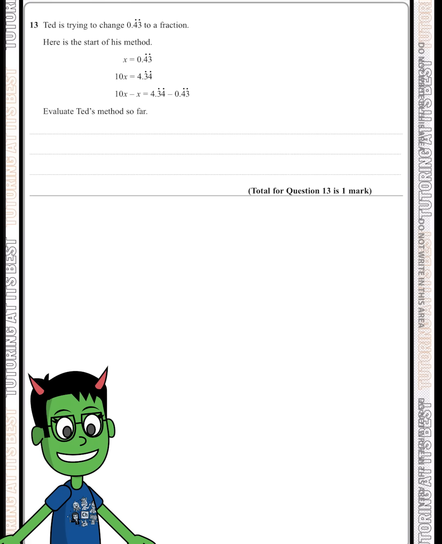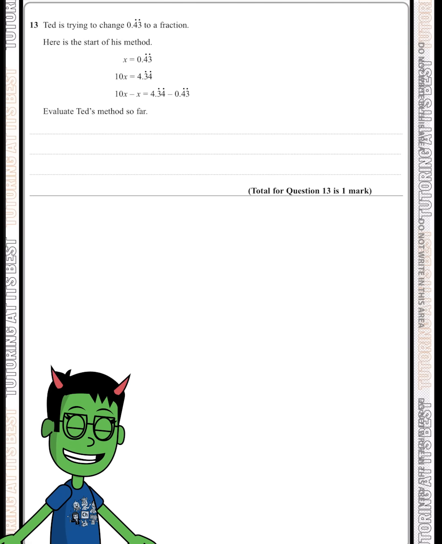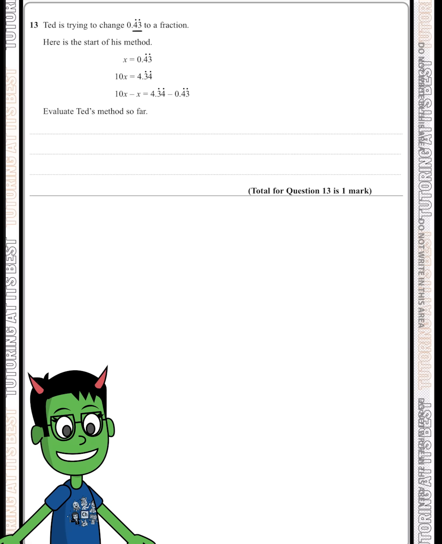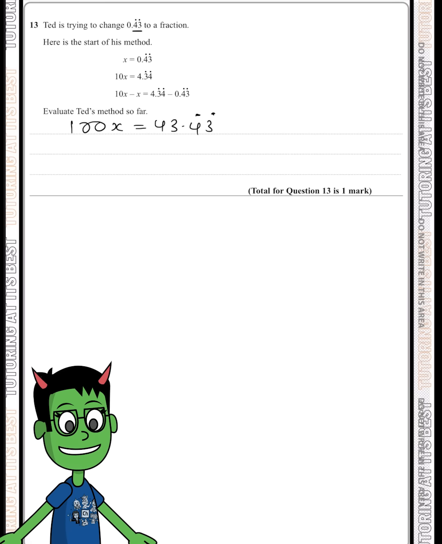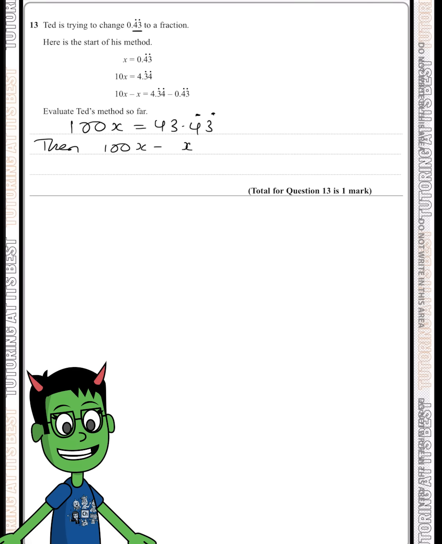The first thing I notice is that Ted has not made the recurring parts the same. So what he should have done is used 100x, and that's mainly because there are two numbers after the decimal. By using that, he'd then have 43.43 recurring, and that way it would help him to eliminate the recurring values and then have 100x minus x to get the value 43. So essentially you'll have 43 over 99x.